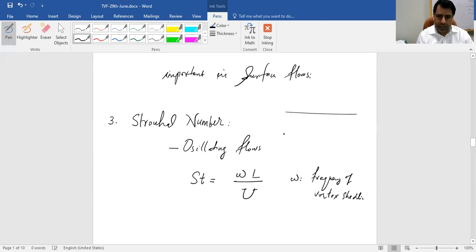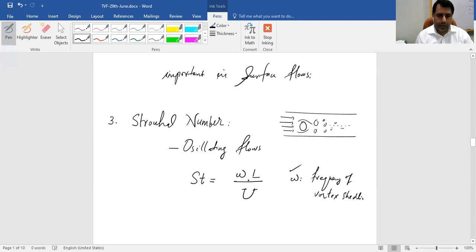So if you have some channel with some obstacle and fluid is coming to this channel, if this is very high speed flow, then after this there will be some vortices generated and they will be traveling downstream the channel. So in the form of vortices, the flow will be happening. So what is the frequency of those vortices?